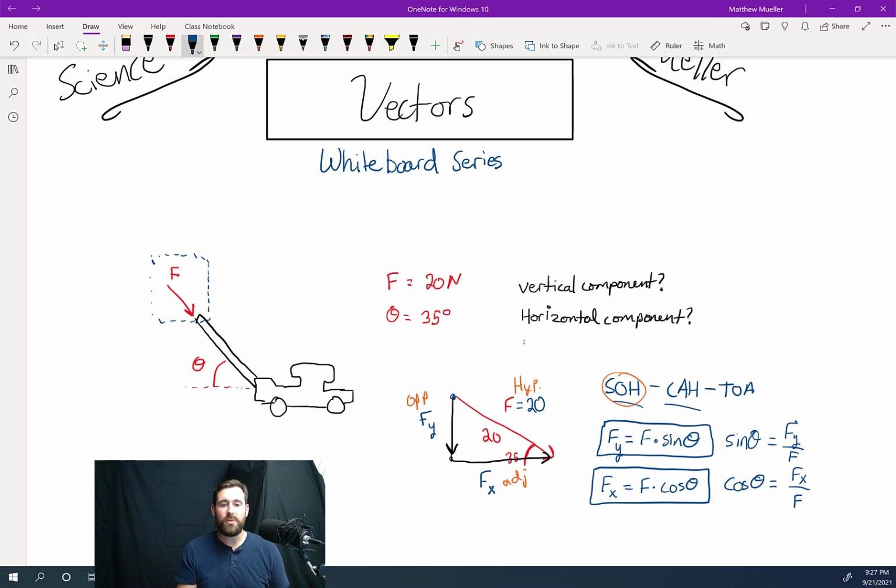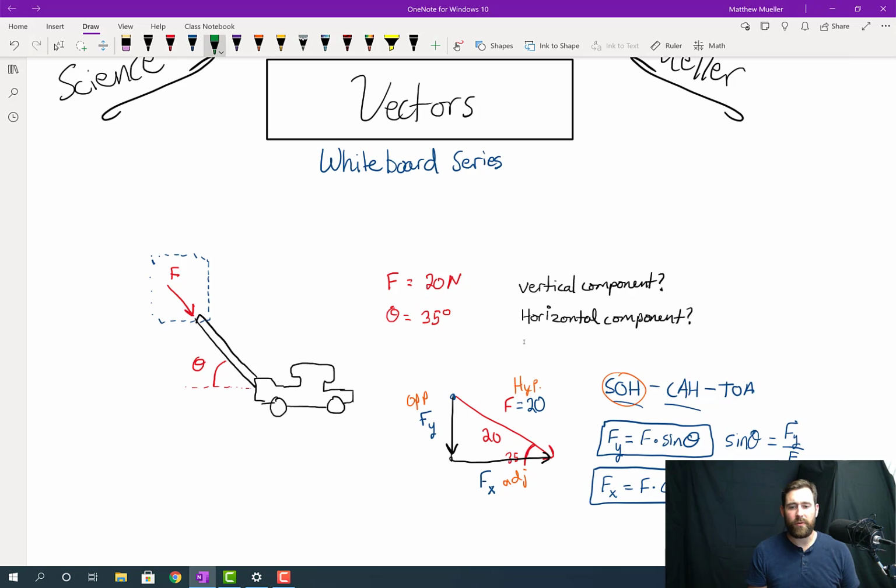And so now we can take those two equations, we're going to run them over here a little bit, and let's figure out what the value of our two components are. And all we have to do is plug and chug in the values we need. So f sub y would simply be 20 times sine of my angle measure. My angle measure here is 35 degrees. Make sure your calculator is in degree mode, not radian.